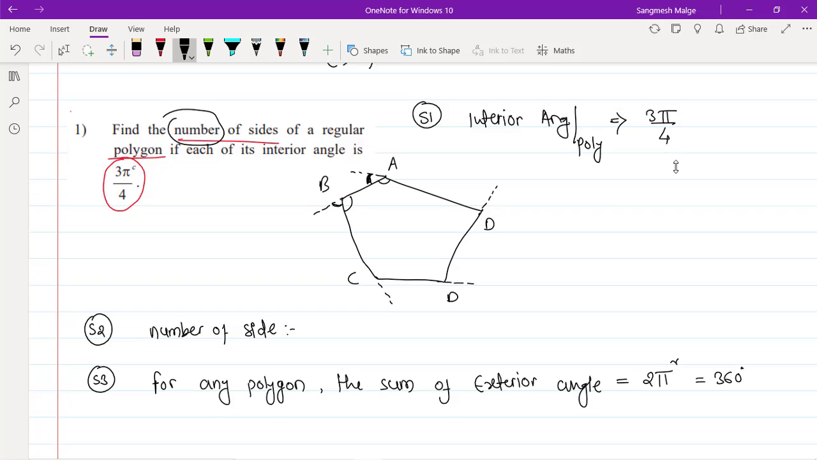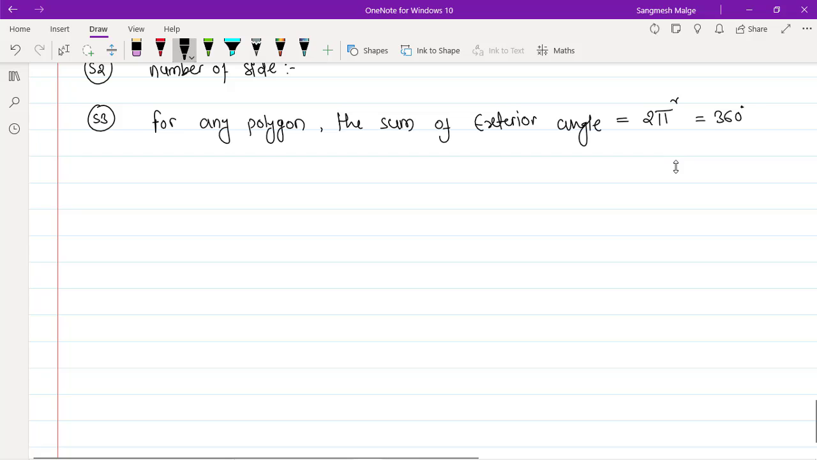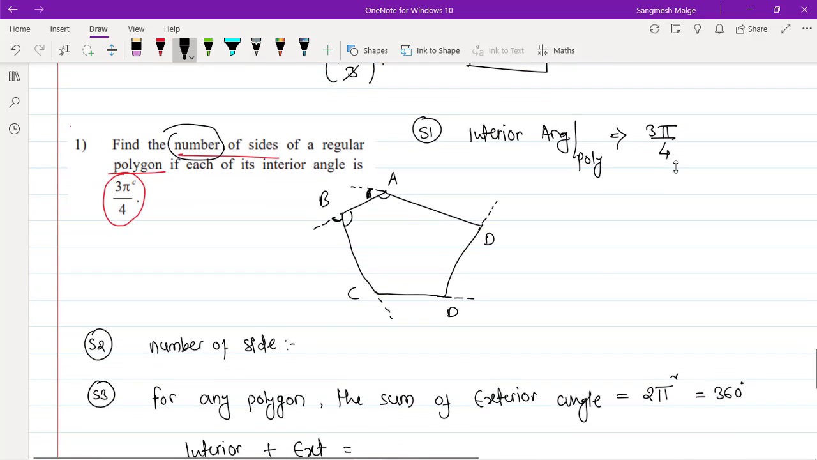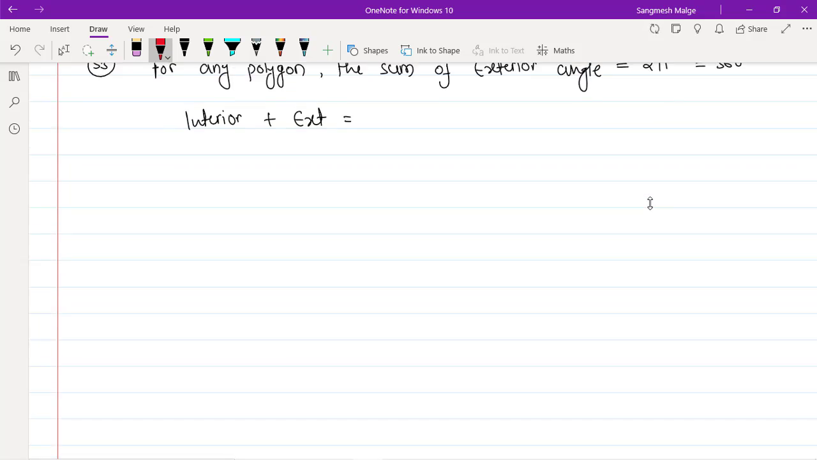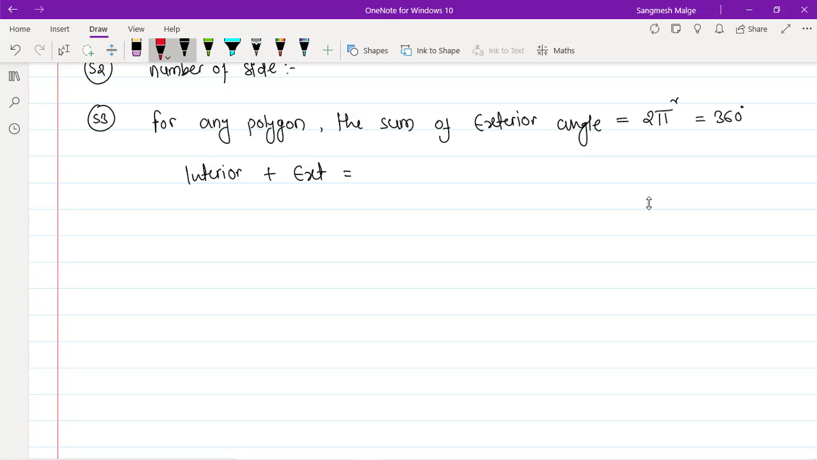So what is the relation between interior and exterior angle? Interior angle plus exterior angle is how much? This is the interior angle, this is the exterior angle. If we add both, what do we get? 180 degrees. Don't you people do the homework? It should be 180 degrees.